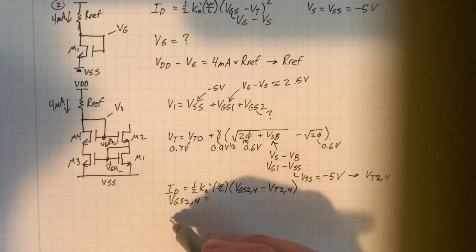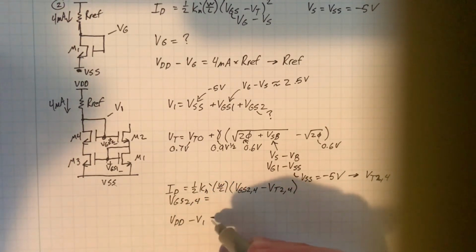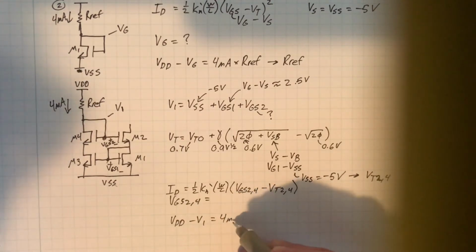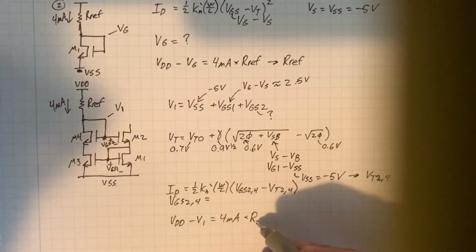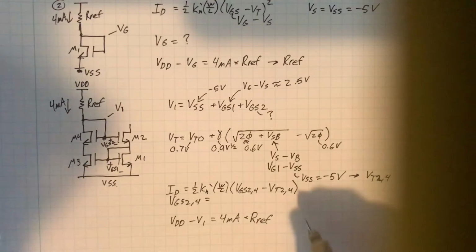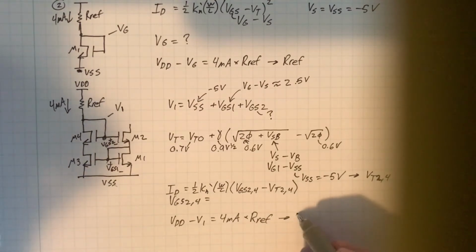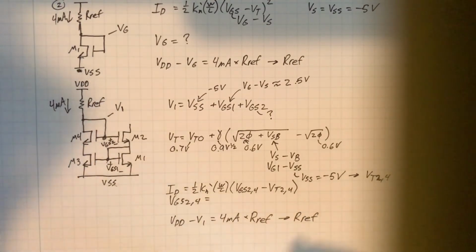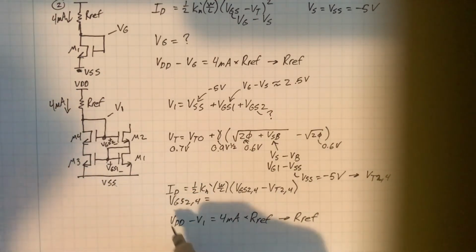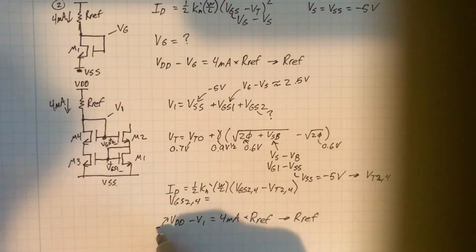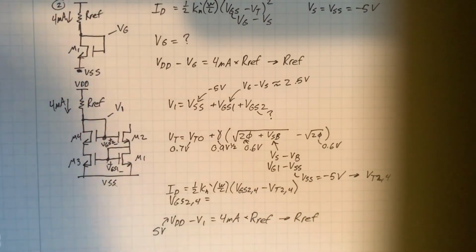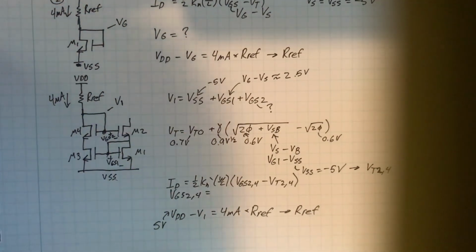So VDD minus V1 is equal to 4 milliamps times RRef, and solve for RRef. And just remember that VDD is 5 volts in this case. I'll change the lab manual to say that correctly. Right now it says 10.